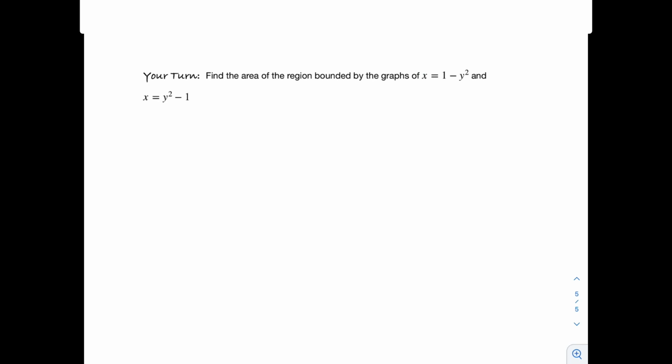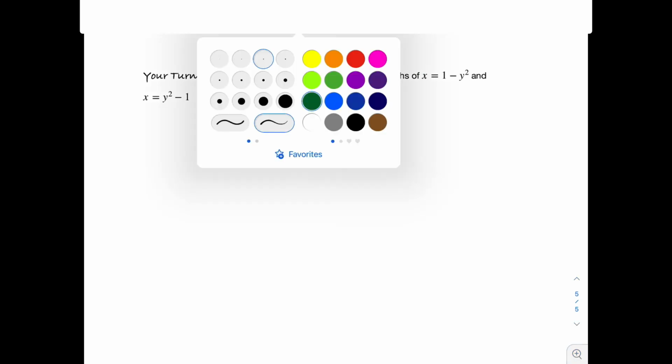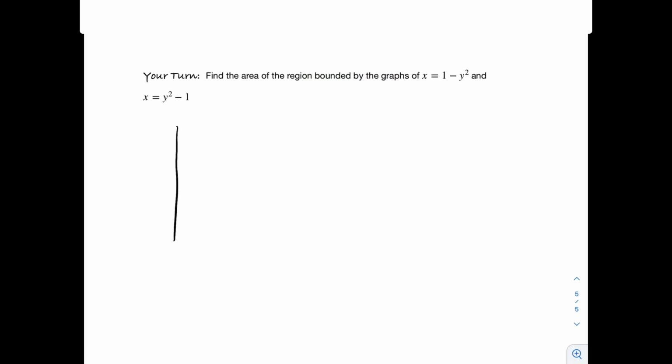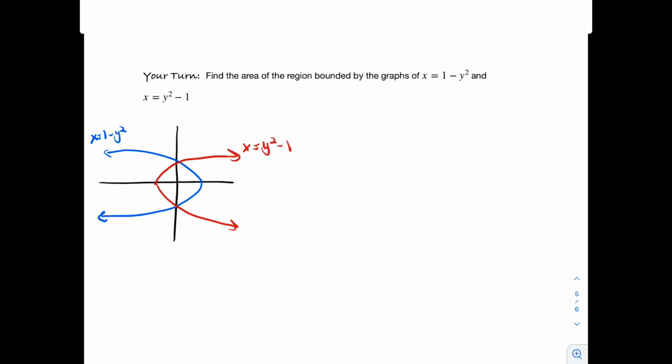All right, find the area bounded by these two graphs. Okay, first we're going to use our conics from college algebra to sketch these two functions. We know x equals 1 minus y squared is a parabola facing to the left with a vertex at the point (1, 0). And then the graph x equals y squared minus 1 is a parabola facing to the right with a vertex at (-1, 0). And so our shaded region, the area that we're trying to find, is the area between those two curves.